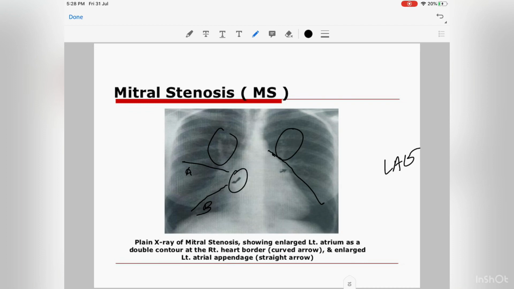Another feature of pulmonary arterial hypertension is that a dilated pulmonary artery can be seen from the hilum. When the length is more than 17 in male and 16 in female, it is a sign of pulmonary arterial hypertension. Generally, there is no cardiomegaly as such on the X-ray of mitral stenosis.